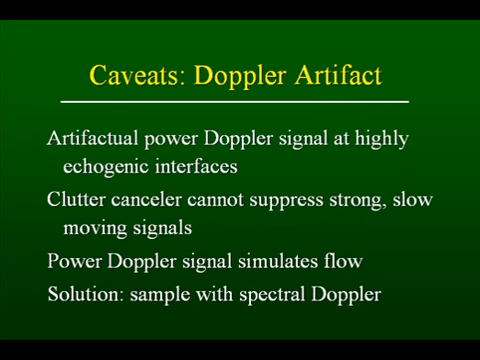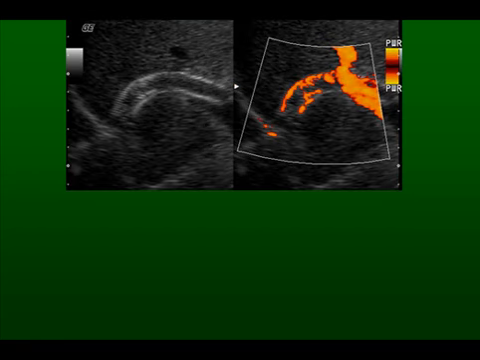Another caveat that you need to be aware of is a Doppler artifact that occurs at the edges of shunts. This is analogous to the twinkle artifact, and this is what it looks like. You can get what looks to be flow at the periphery of the shunt, which is really just reflection from the very brightly echogenic shunt walls. This is, however, a completely occluded shunt. No flow is present within the shunt, though you get a power Doppler signal at the walls of the shunt itself.